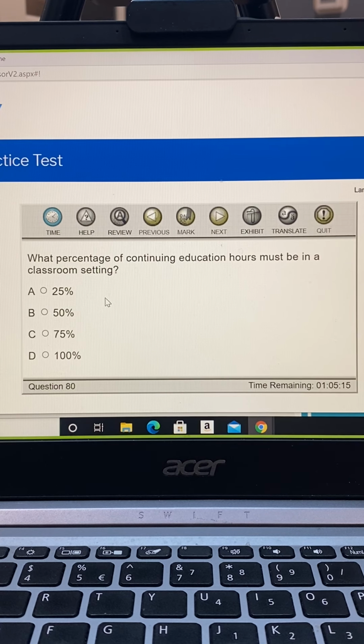What percentage of attendance must be in a classroom setting? 25%? I guess so. All right, if you say so. You sure? I'm not sure. No, I'm not. All right, well, neither am I. They'll tell us in a second.